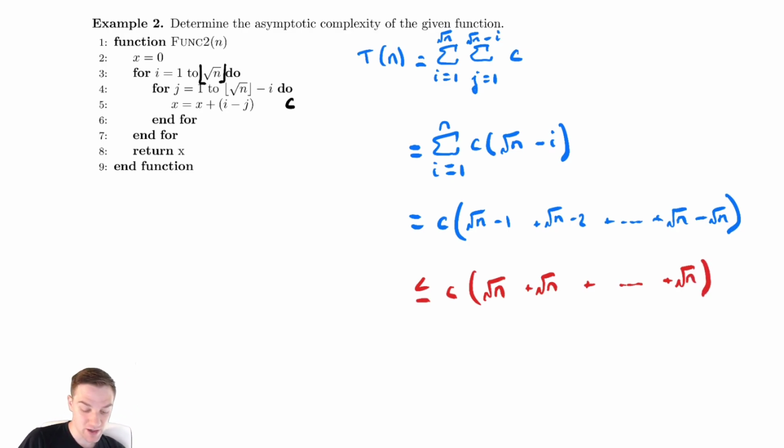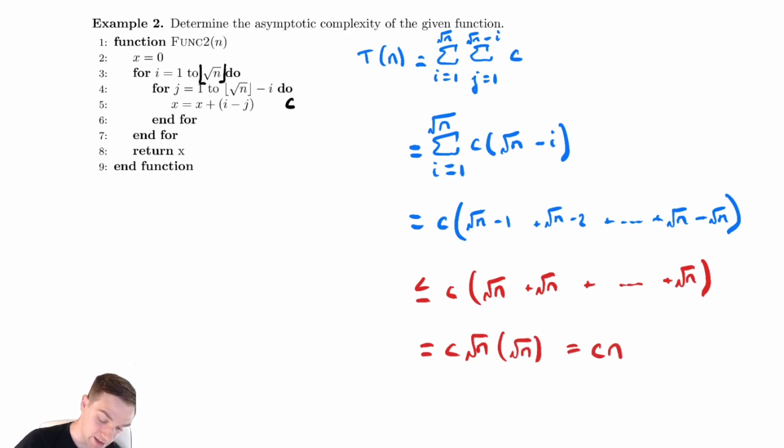How many copies were there? Well, the first one had radical n copies. I have a typo, I'm going to fix that for you. The first one had radical n copies, so the next one also has radical n copies. So this equals c times radical n. And how many copies of that did we have? Well, we had radical n copies, which gives us c times n, which means that we are in big O of n. So let's write that down somewhere. In big O of n.